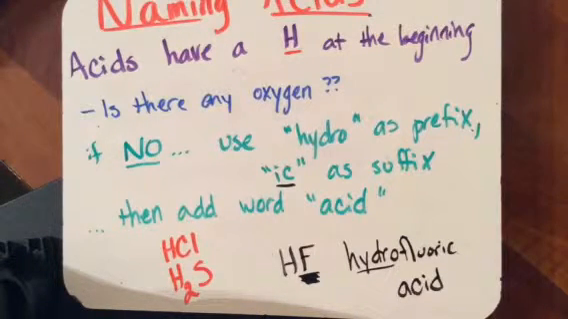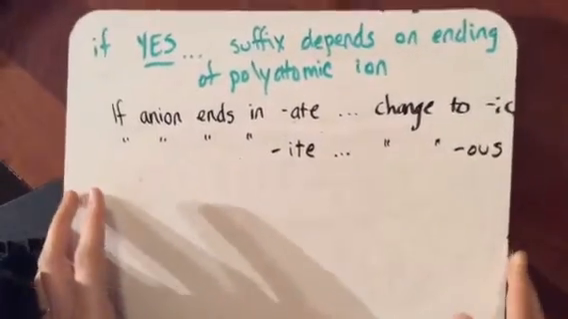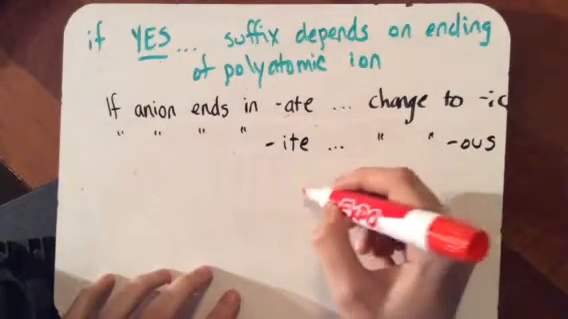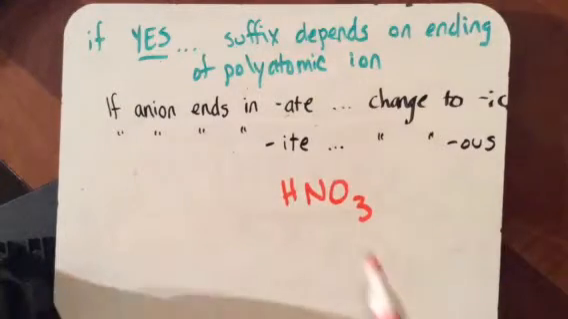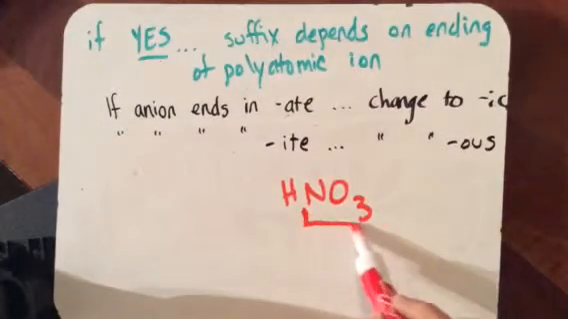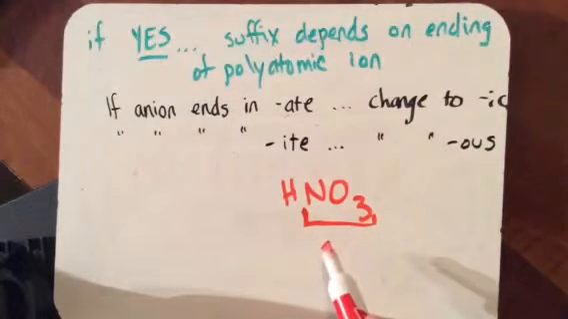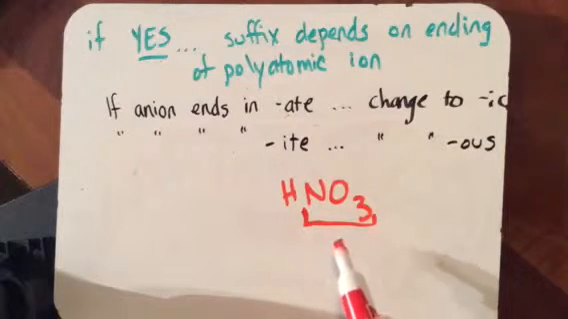Now, what happens if instead of no for are there any oxygens, we say yes, there are oxygens? Well, in that case, the suffix actually depends on what kind of polyatomic ion you have. So let's look at HNO3. The first thing we have to do is look at this NO3, and that's in our polyatomic ion reference list. And NO3 is nitrate.